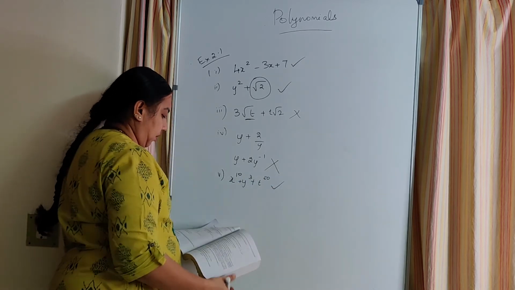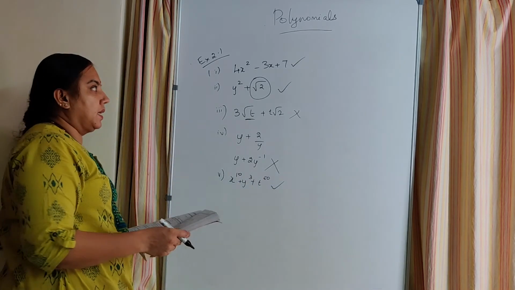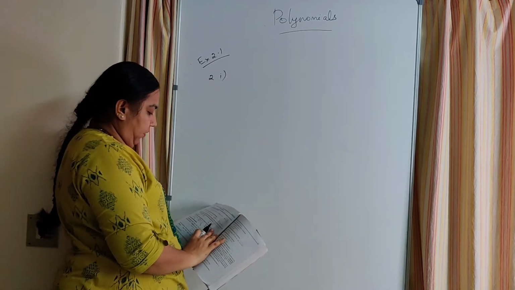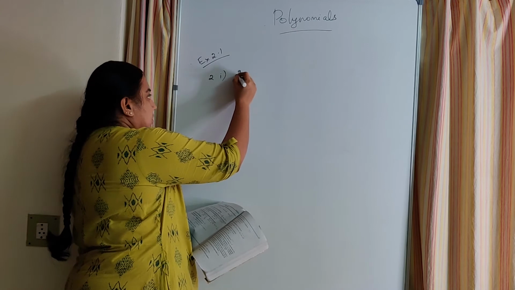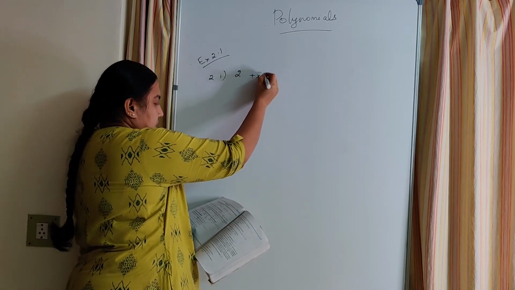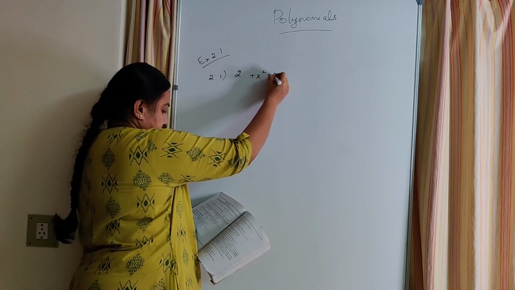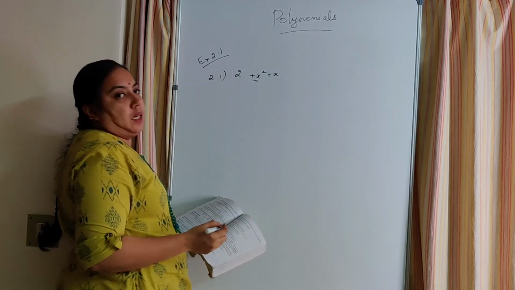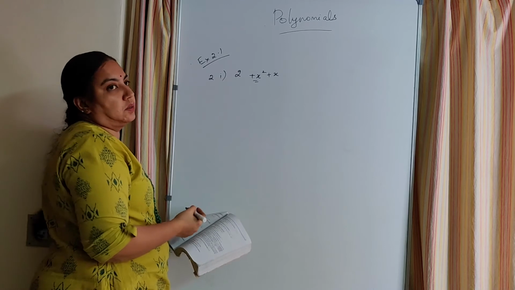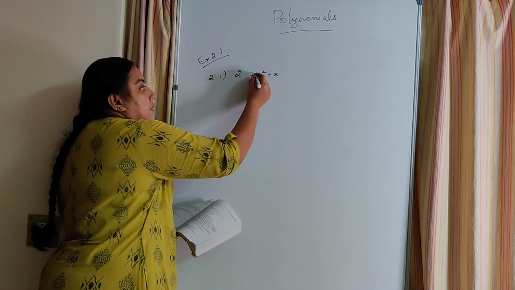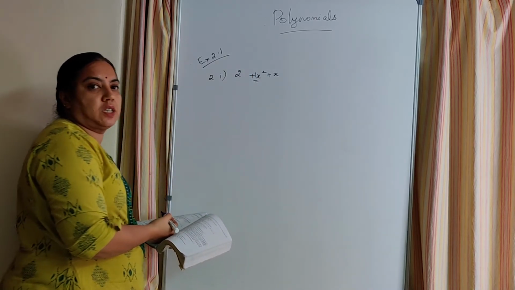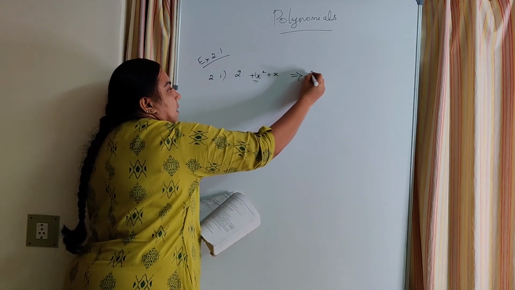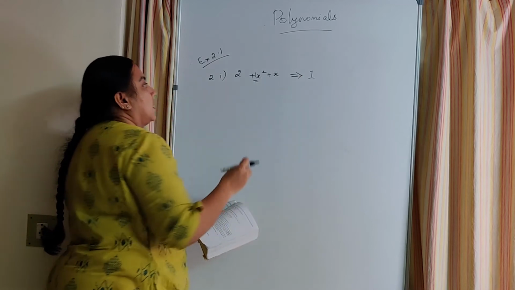But this is a polynomial. The next sum, the second sum: write the coefficients of the x square in each of the following. The first question, 2 plus x square plus x. Which is the x square term? This is the x square term. Does it have any number there? No. So what does it mean? 1 is there. So what is the coefficient of x square? In this sum, 1 is the answer.